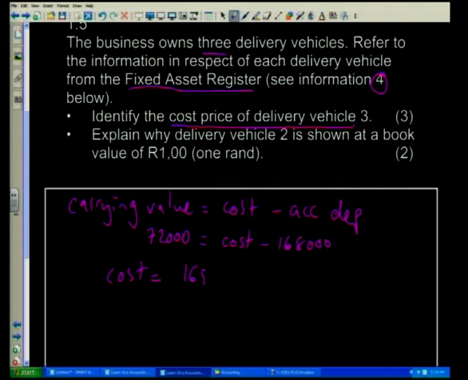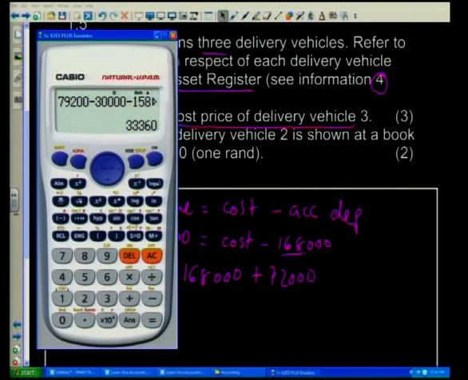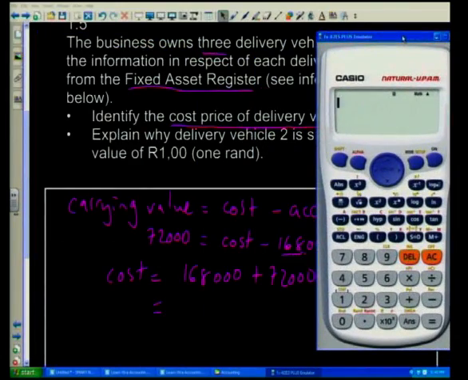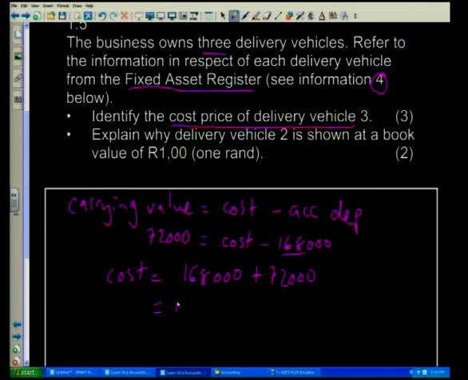to 168,000 plus 72,000. Can you see what I've done? I've just transferred this 168,000 to the other side, but I've just swapped it around so that I have the cost price on the left-hand side. That should be an easy calculation. We'll just put it into the calculator to check it. So the calculation is 168,000 plus 72,000, and that gives us an answer of 240,000. So for 3 marks, we've calculated the cost price of the vehicle as 240,000 Rand.